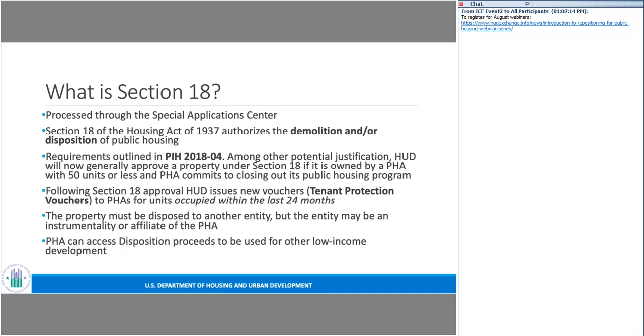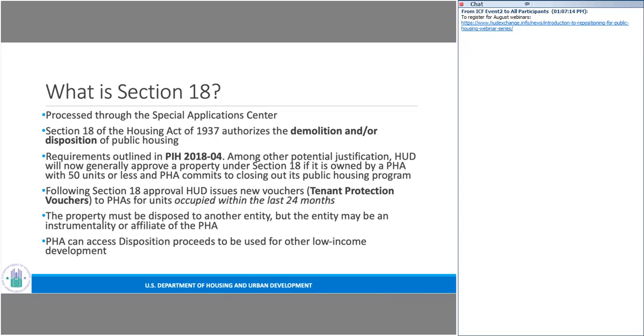Dan, thank you. So Section 18. Section 18 of the U.S. Housing Act of 1937 authorizes public housing authorities to demolish or dispose of public housing property. We have further delineated how they should go about that in 24 CFR 970 and also PIH 2018-04. 2018-04 probably gives a little more detail right now.